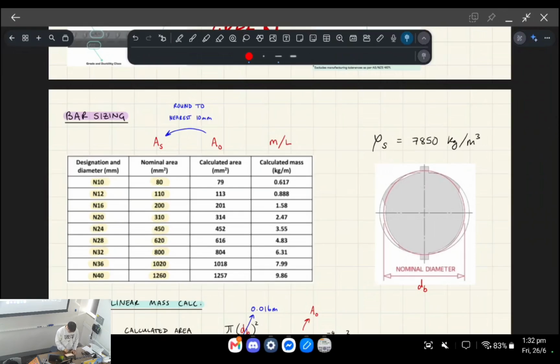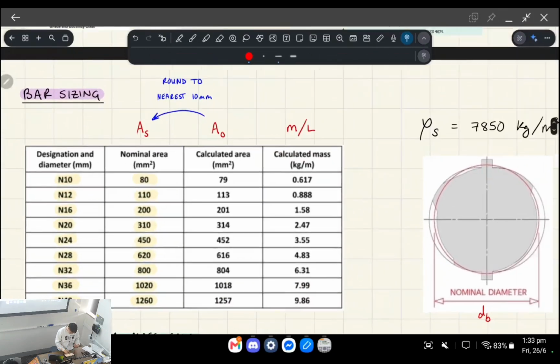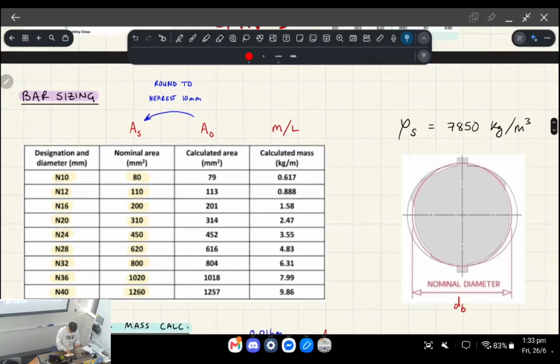All right, so bar sizing. There's going to be this table that you're going to refer to a lot. Say you're dealing with N16 bars in your design. It tells you something called the nominal area, okay? The nominal area is essentially just the actual area, but rounded to the nearest 10 mil.